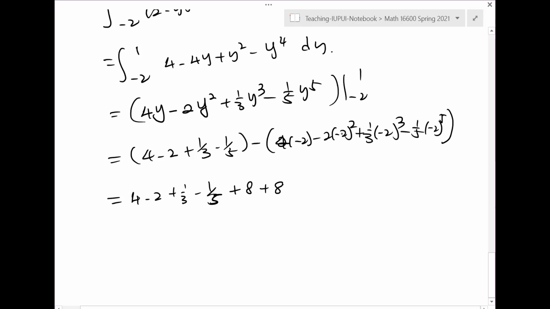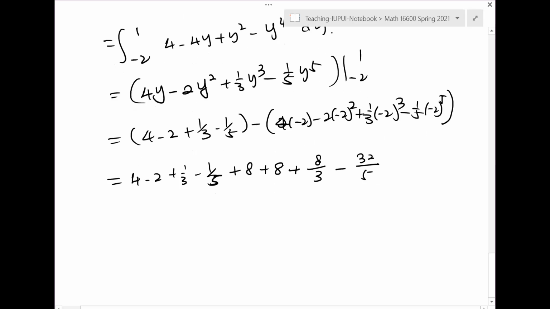-2 times 4 is 8. That was positive. Okay. This will be negative, but also be positive, okay? Because this is 8 over 3, okay? And then how many negatives are here? Negative, positive. So this will be negative. 2 to the 5th is going to be 32, right? All right, so now let's simplify it.